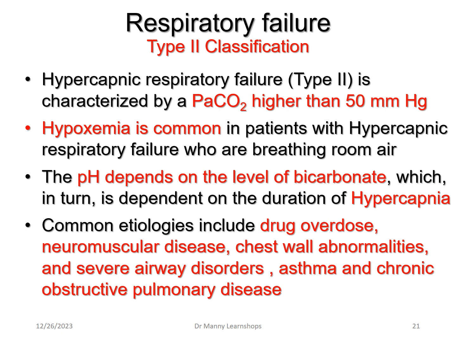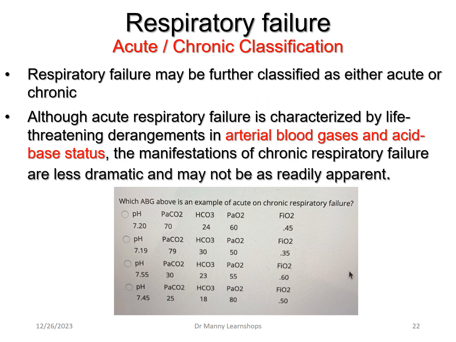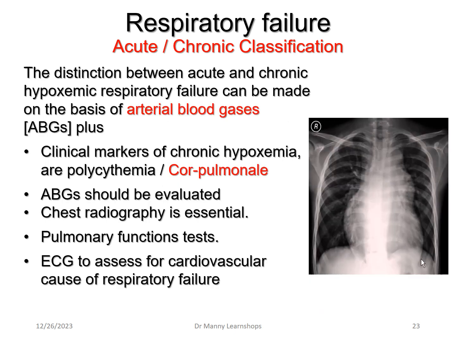Common etiologies could be drug overdose, like sedatives, opioids, neuromuscular disease, chest wall anomalies like kyphoscoliosis, severe airway disorders, asthma, chronic obstructive pulmonary disease, emphysema, bronchiolitis, bronchiectasis. The list goes on. They cannot get rid of CO2, but they can be hypoxic as well. Then, respiratory failure can be classified accordingly as acute and chronic. Acute, sudden; chronic, longer term.